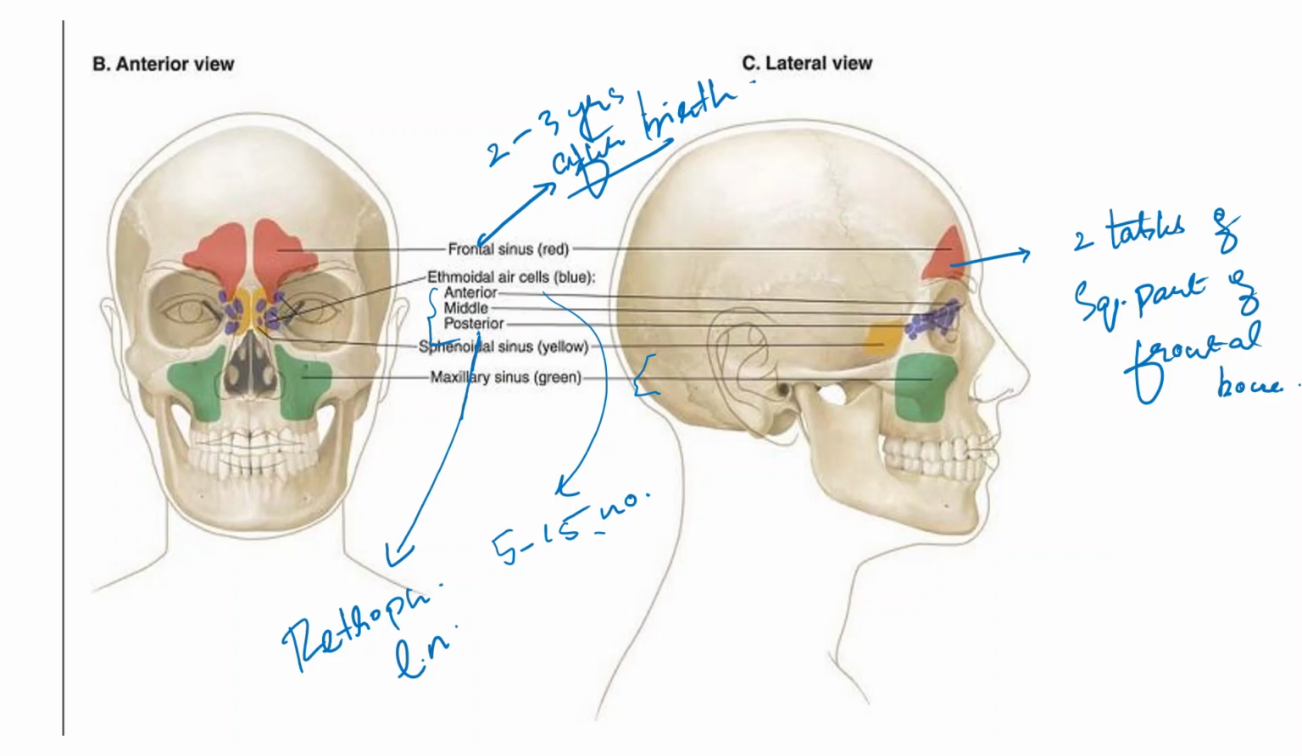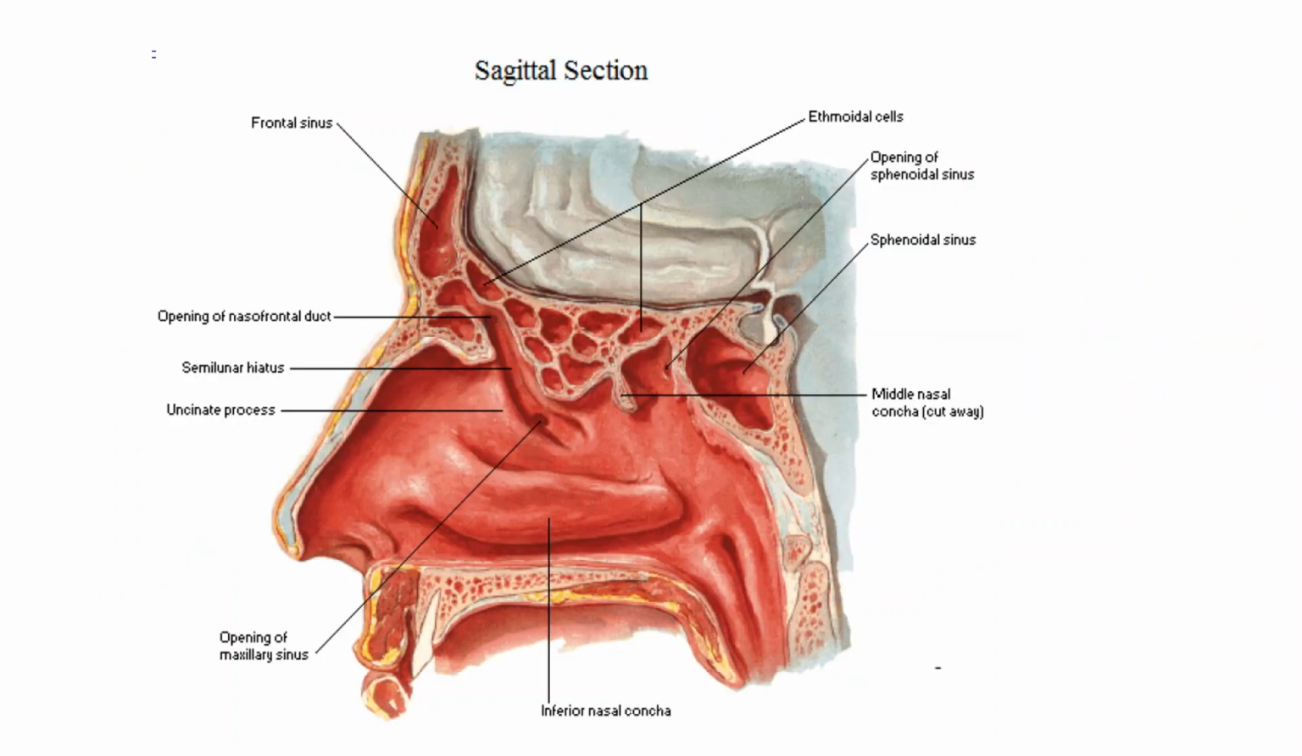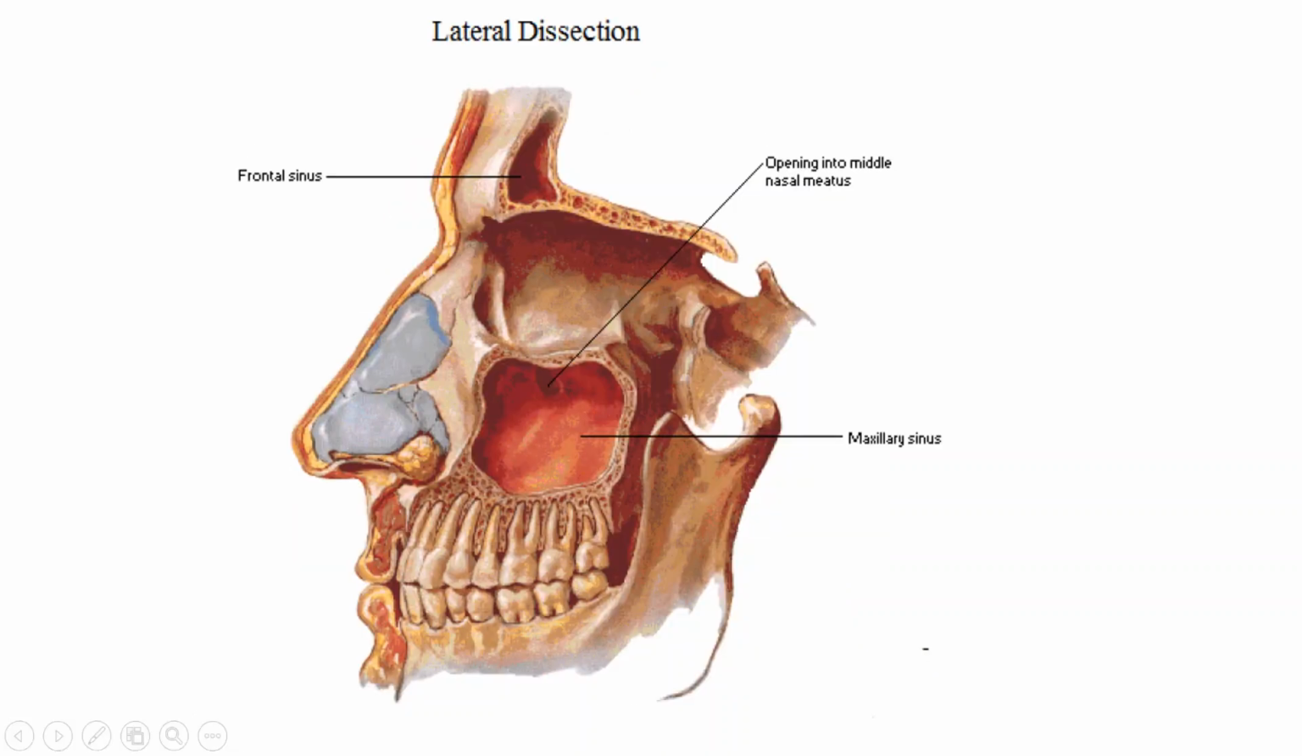Next, moving on to the maxillary air sinus, which is the largest of all the air sinuses. This is the atlas view, the sagittal section, where we can clearly make out the presence of the paranasal air sinuses. In this view, we can see the location of the frontal air sinus. As I have told, it is located between the two tables of the squamous part of the frontal bone.